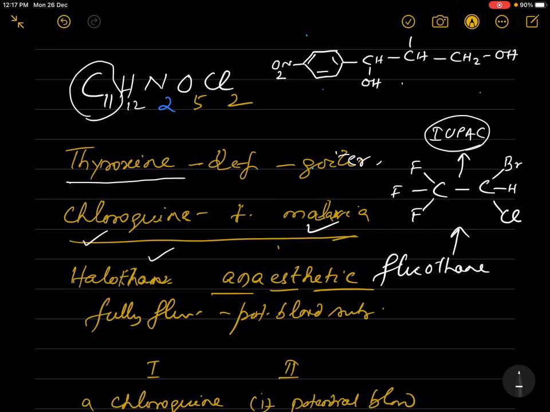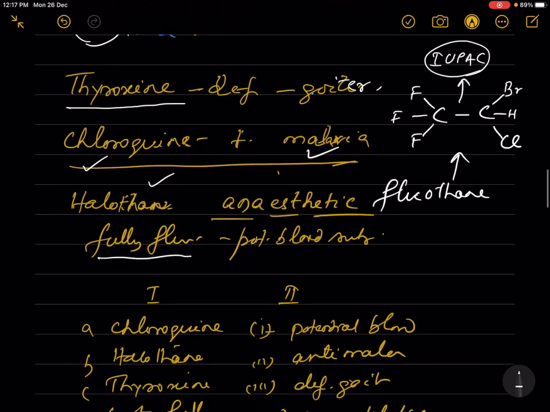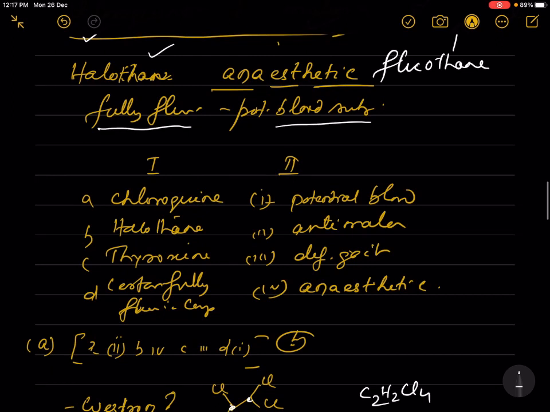Certain fully fluorinated compounds are used as potential blood substitute in surgery.